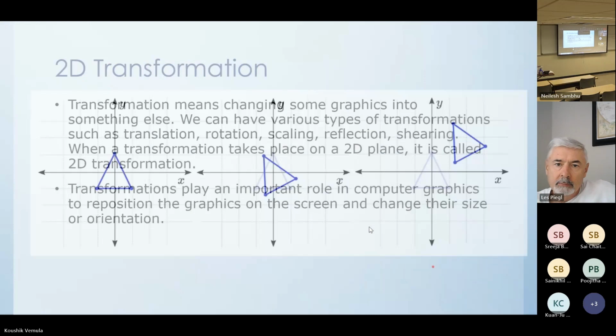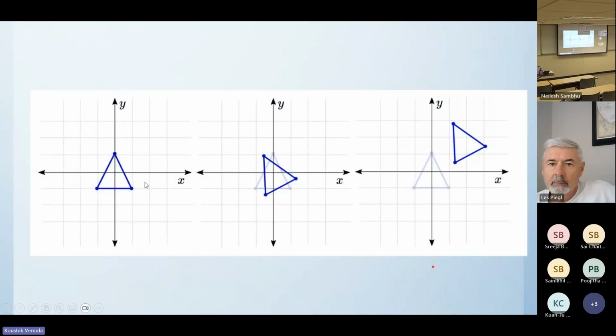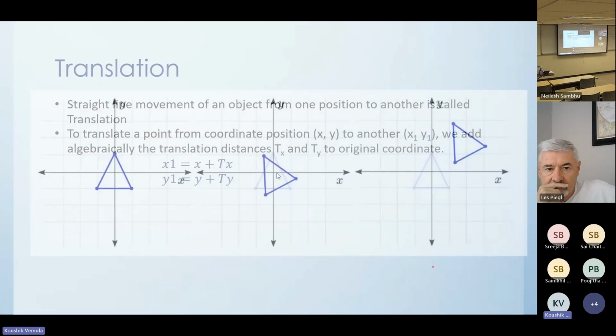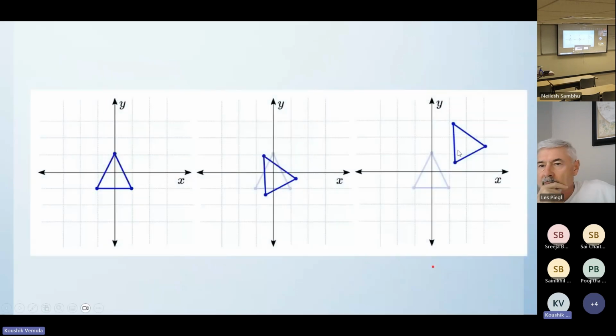Their size or orientation. So this is just an example of a transformation. We have an original figure of a triangle with the center at its origin. We are showing a rotation. As you can see, the triangle got oriented in a direction.